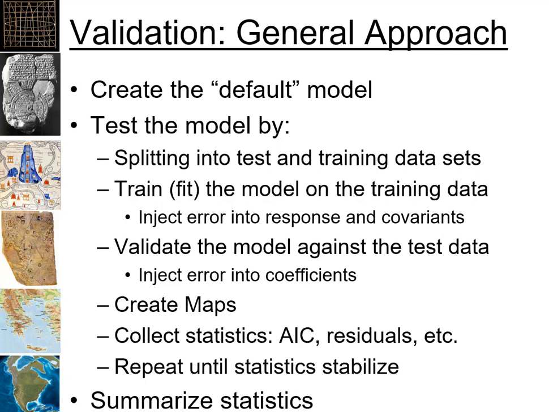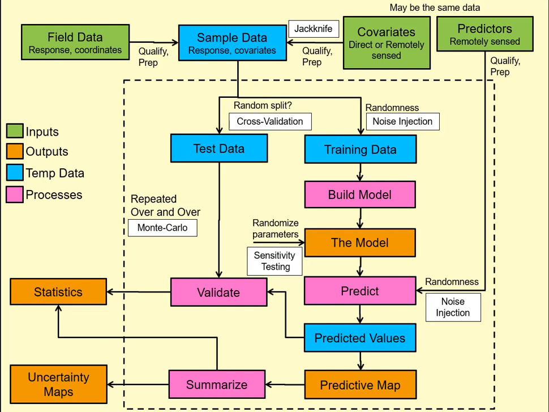And we can do a whole bunch of things to play with that to try and figure out how robust it is. I like injecting error into the response variables and the covariates. That's what we'll refer to as validation. You can also create maps. Of course, we're going to do our statistics with AIC and residuals. And then you repeat this over and over again. We'll talk more about that and summarize the statistics. Now, we're not going to do all of that this week. We're going to do that over the course of the semester, adding pieces because it's fairly complex.